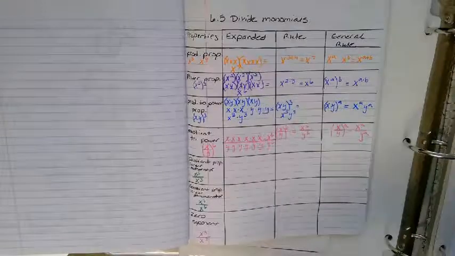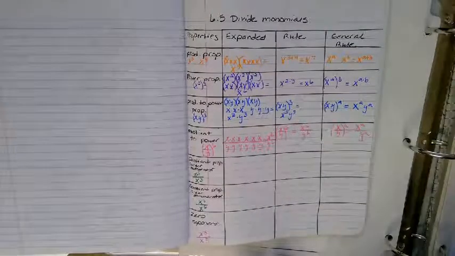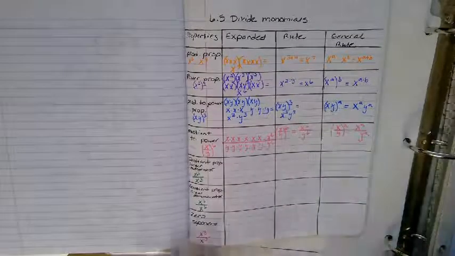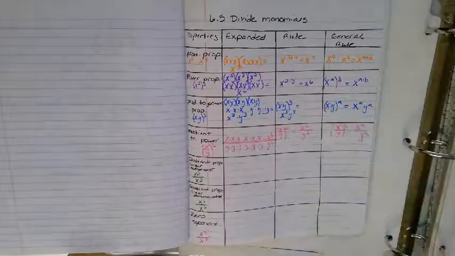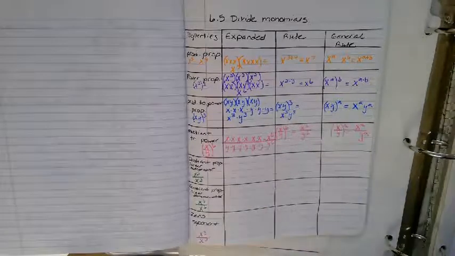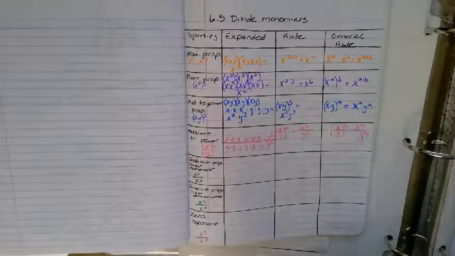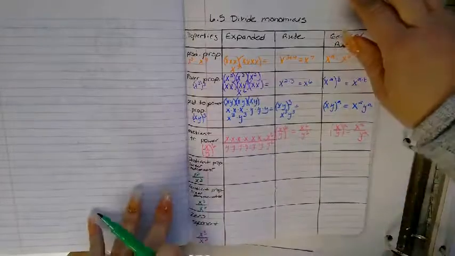Okay, let's do this one. Let's look at the quotient property when we're working with the larger numerator. This is where I really like the expanding. Okay, so let's look at it.